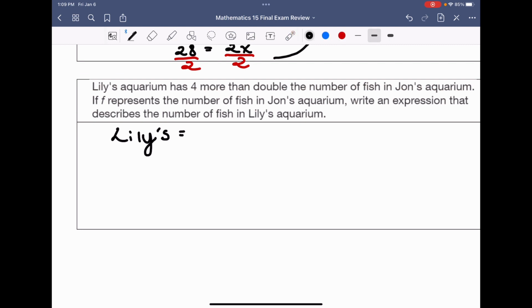Well, I'm just going to write out F, which is symbolic of John's. And we know that it's double whatever are in John's tank, which is the F, double F, plus 4, because it's 4 more than that. So this would be our statement here, where we know that F represents the number of fish in John's, and then the specific instructions say that Lily's has 4 more than double what John's has. And then all we need to do is just write the expression, don't need to solve it. That's all they asked for here.